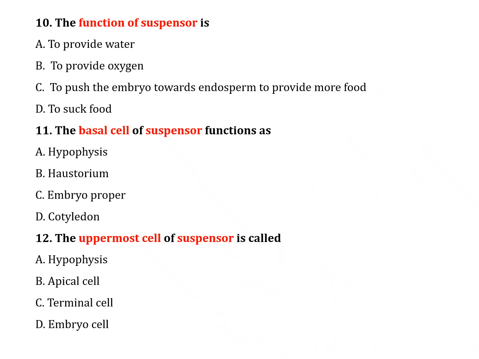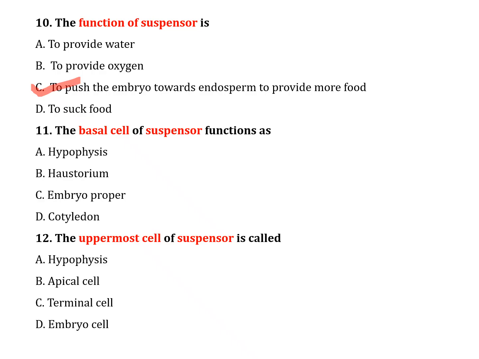The next question number 10. The function of suspensor is option A to provide water, option B to provide oxygen, option C to push the embryo towards endosperm to provide more food, option D to suck food. Correct answer is option C to push the embryo towards endosperm to provide more food.